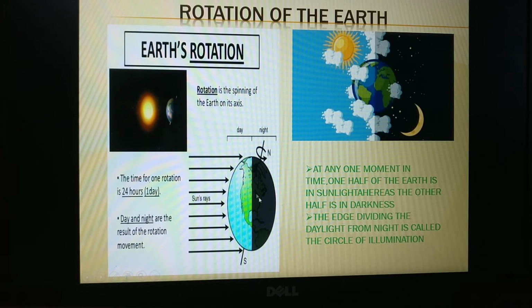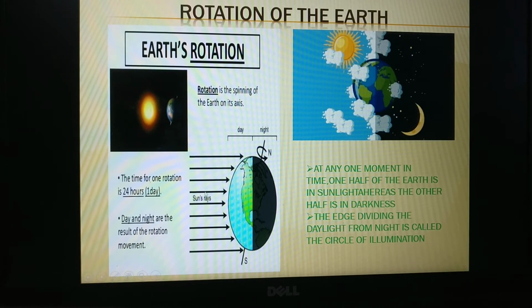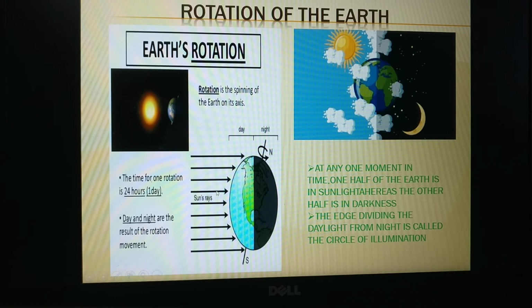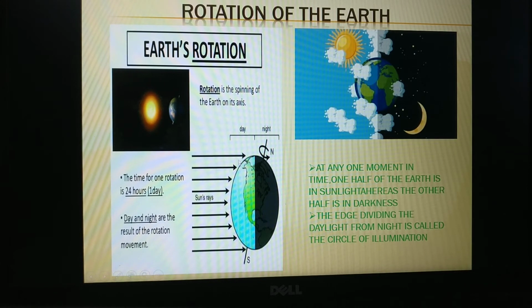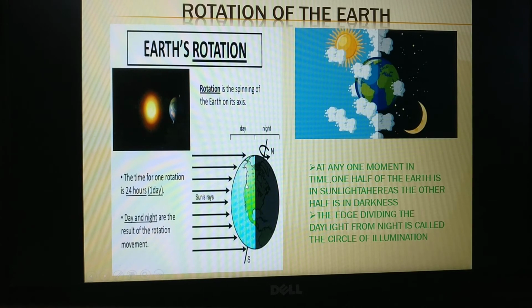Now if you see this picture, children, see it. This portion of the earth is experiencing day. Why? Because this is looking at the sun. The sun rays are falling this side. And this portion is experiencing night because it is not looking at the sun. So when the earth will rotate around, this portion will experience day and this portion will go into darkness. So this keeps on going on, and that is because of rotation.